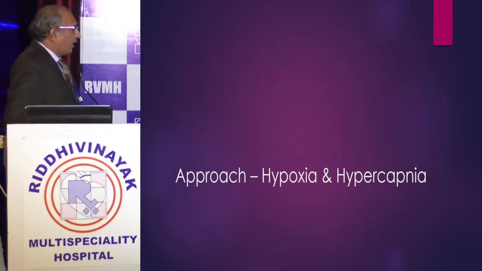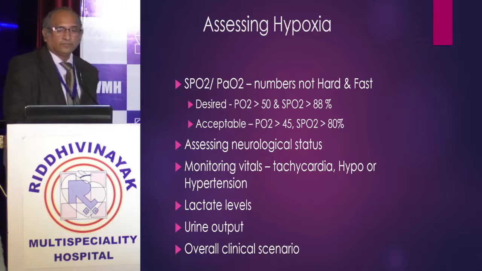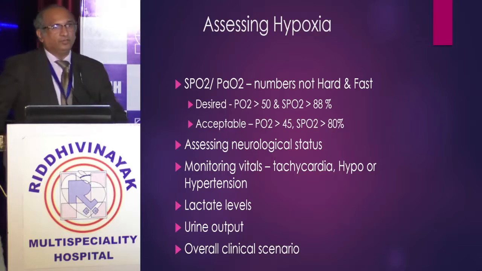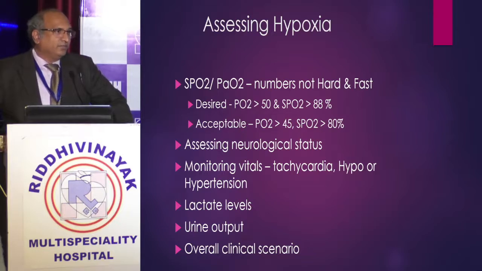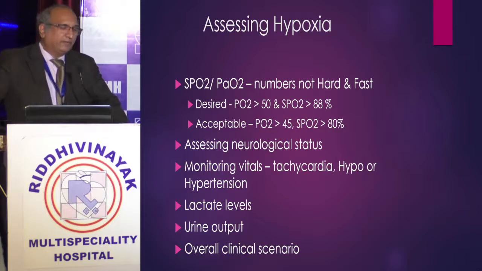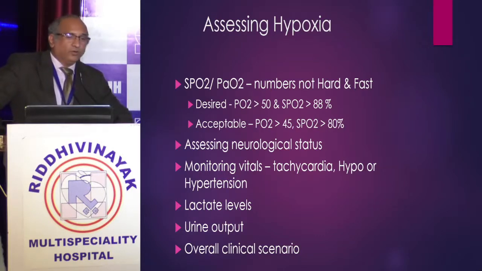Now, how do you approach hypoxia and hypercapnia? How will you assess hypoxia? Do the numbers tell you hypoxia? The answer is no. Numbers are not hard and fast in telling you hypoxia. We decide to maintain a PO2 of more than 50, but at times even accept a PO2 of more than 45. What are the other criteria to accept hypoxia or not?